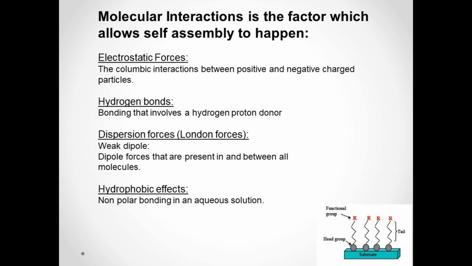Dispersion forces, which are also known as London forces, manipulate the weak dipole. These dipole forces are present in and between all molecules. And the last one is hydrophobic effects, which is non-polar bonding in an aqueous solution. So these four factors are the things that allow the self-assembly to happen.